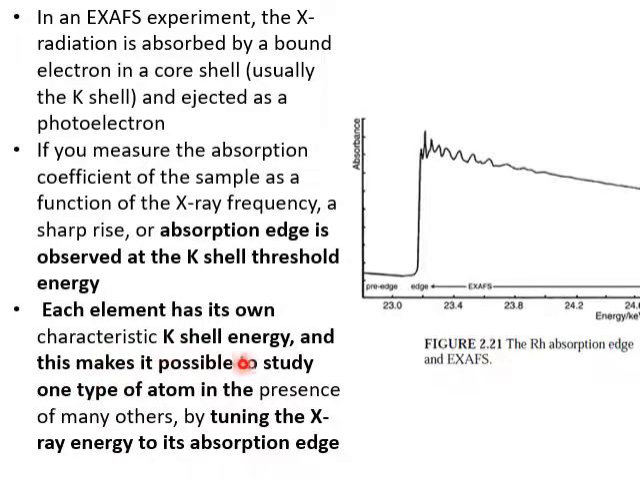Each element has its own characteristic K shell energy, and this makes it possible to study one type of atom in the presence of many others. Because we can study a mixture of atoms, each atom will form an absorption peak, or absorption edge, at a different energy. So in the presence of other atoms, one atom can be identified by tuning the X-ray energy to its absorption edge. When the X-ray energy is equal to the absorption edge, this absorption edge will be formed.